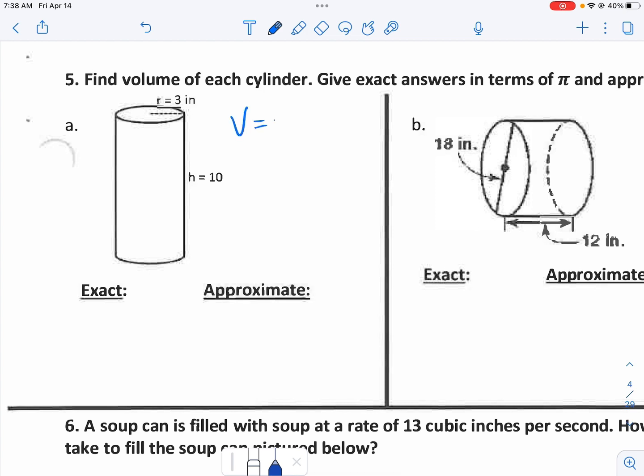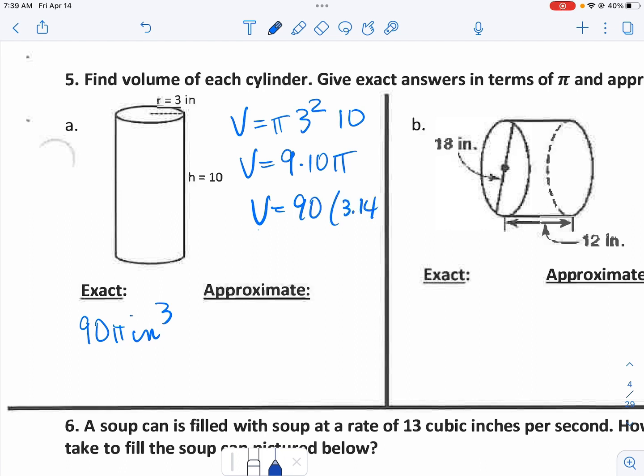So again, I do pi r squared h. I multiply those out. I would get 9 times 10 pi. So that would get me 90 pi inches cubed. Then I would take 90 and multiply that by 3.14. 90 times 3.14, and I would get 282.6 inches cubed.